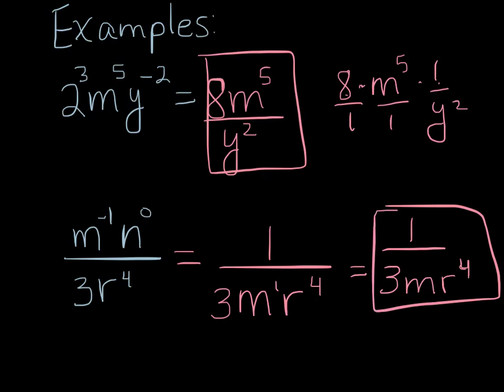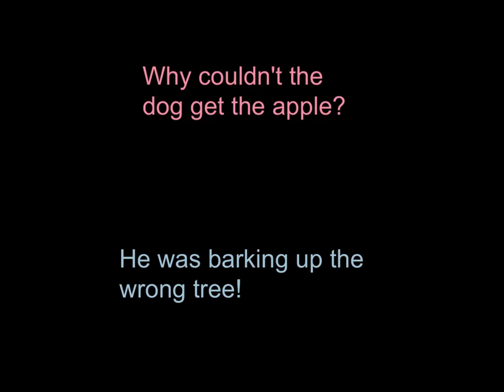And I have my joke for you in the next slide. So why couldn't the dog get the apple? He was barking up the wrong tree.